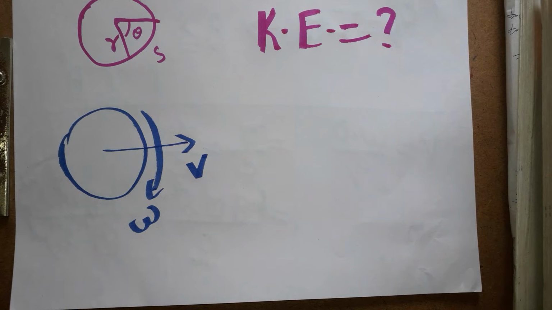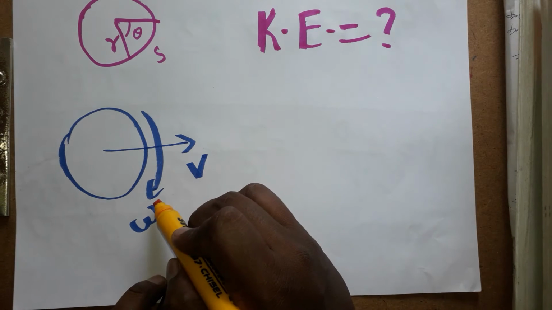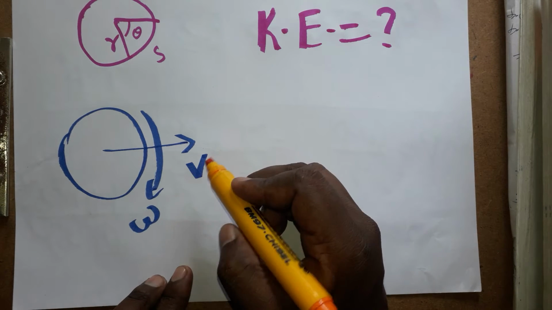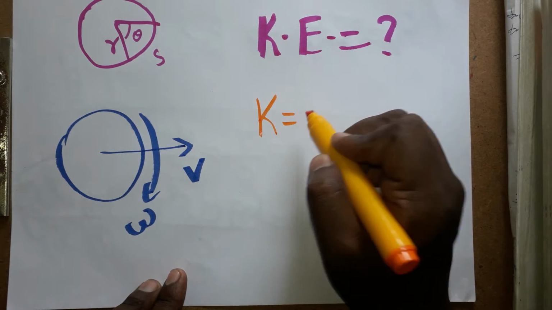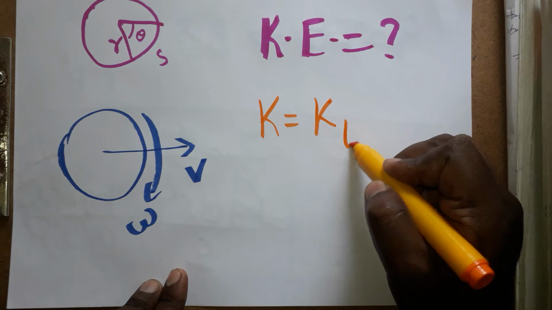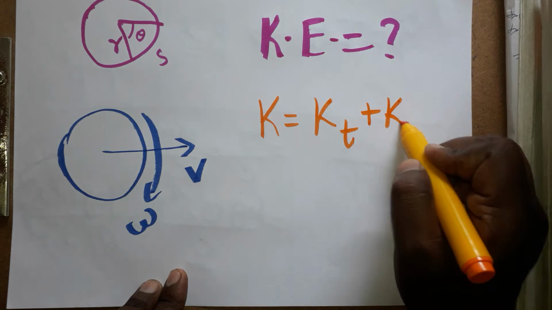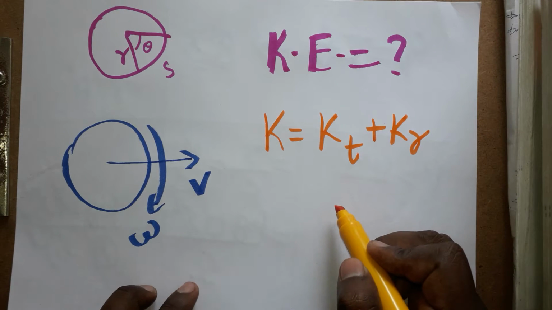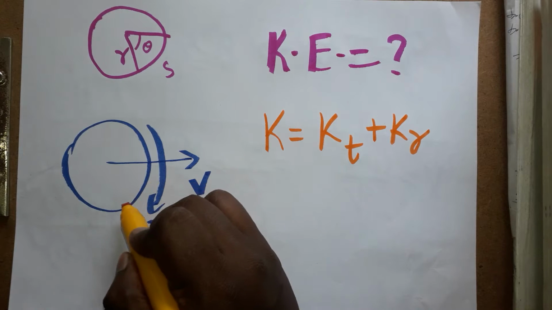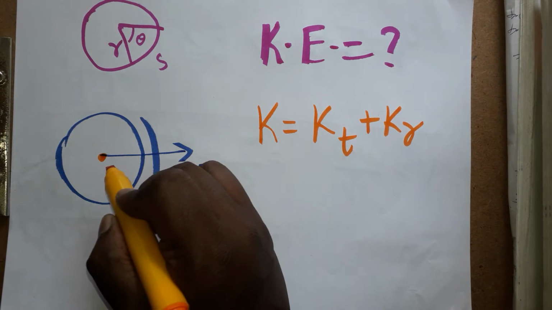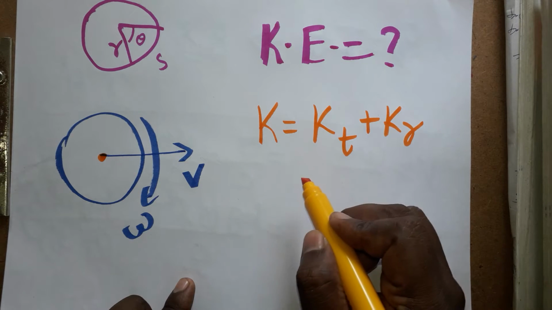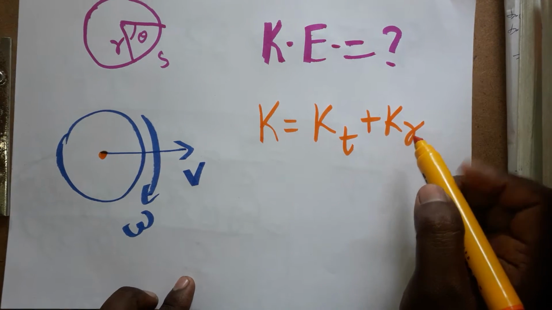When an object is rolling, it has both angular velocity and linear velocity. So the total kinetic energy of the object is the kinetic energy of the translational motion plus the kinetic energy of the rotational motion. A bicycle wheel is an example of an object that is rolling, so rotating and also moving. Translation motion plus rotation motion.